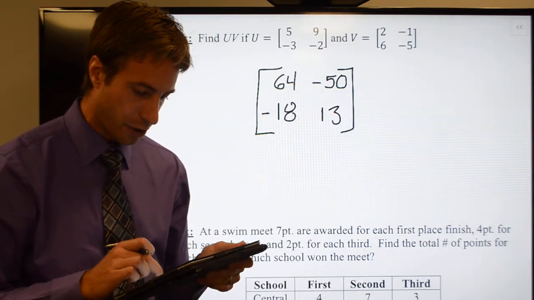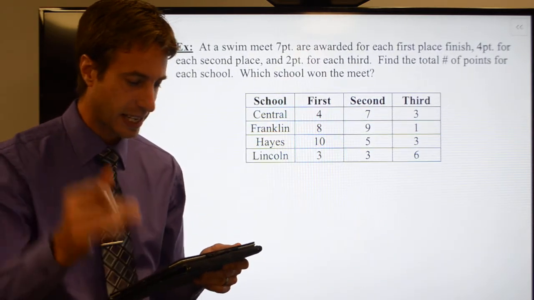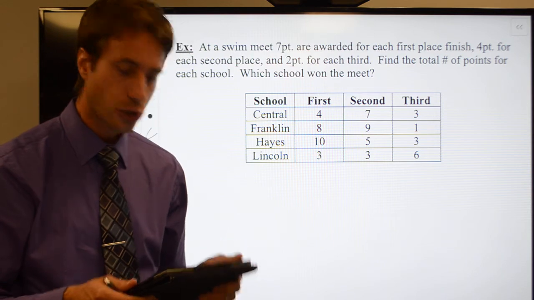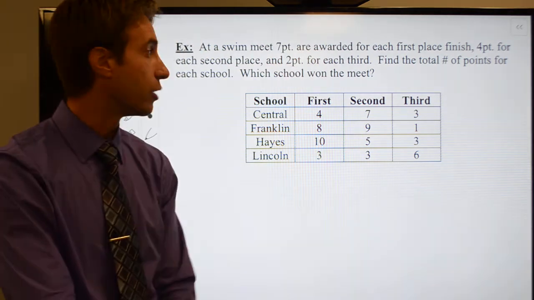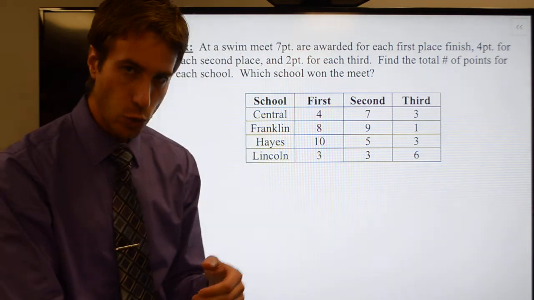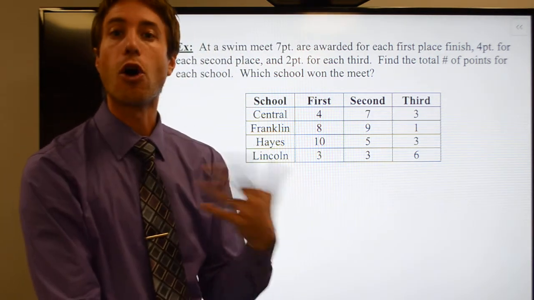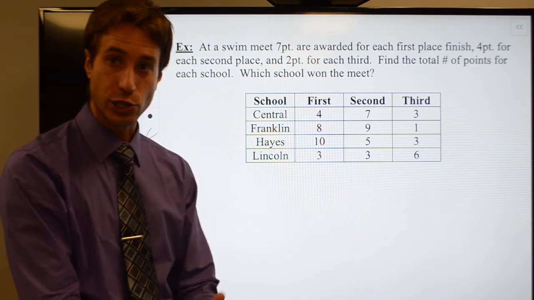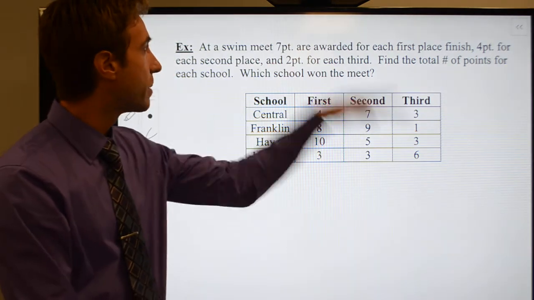I've got a word problem for you guys. Well, technically it is a word problem, but what we're going to need to do is matrix multiplication in order to solve this guy out. And here's what it is. It's about a swim meet. We've got 4 high schools that are all participating in a swim meet. And I give you some information about it.